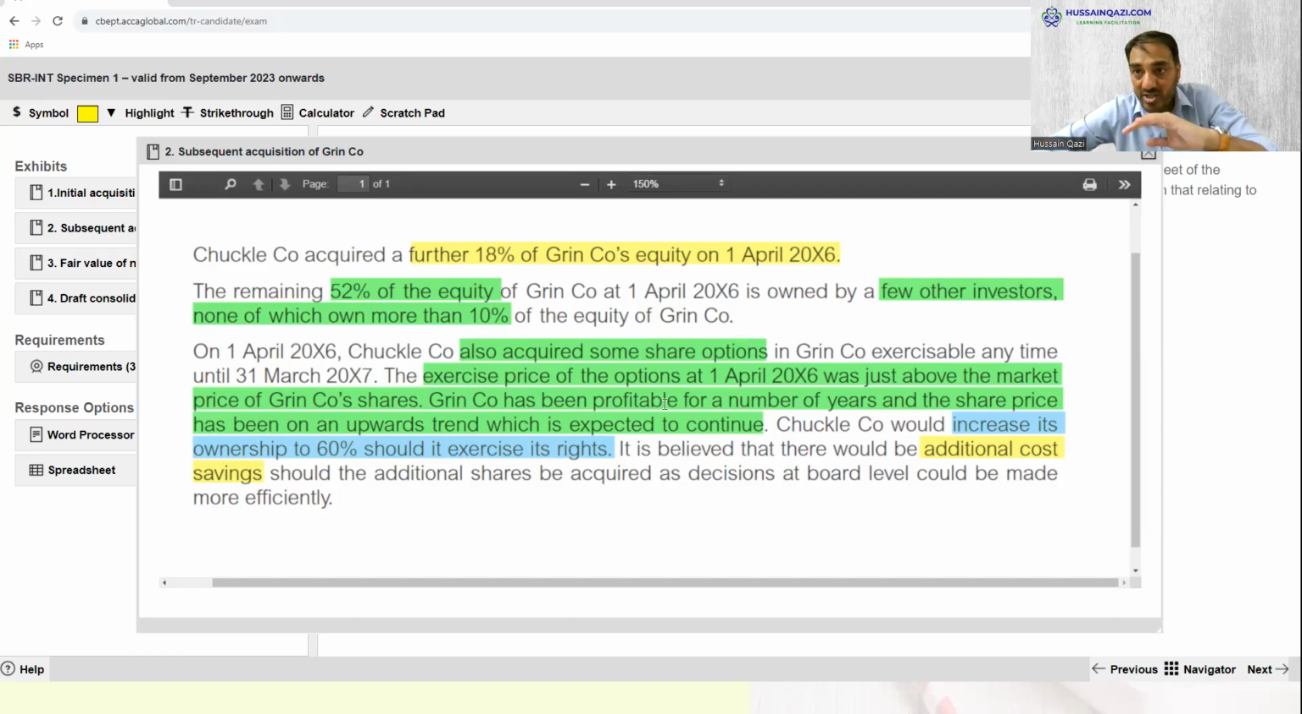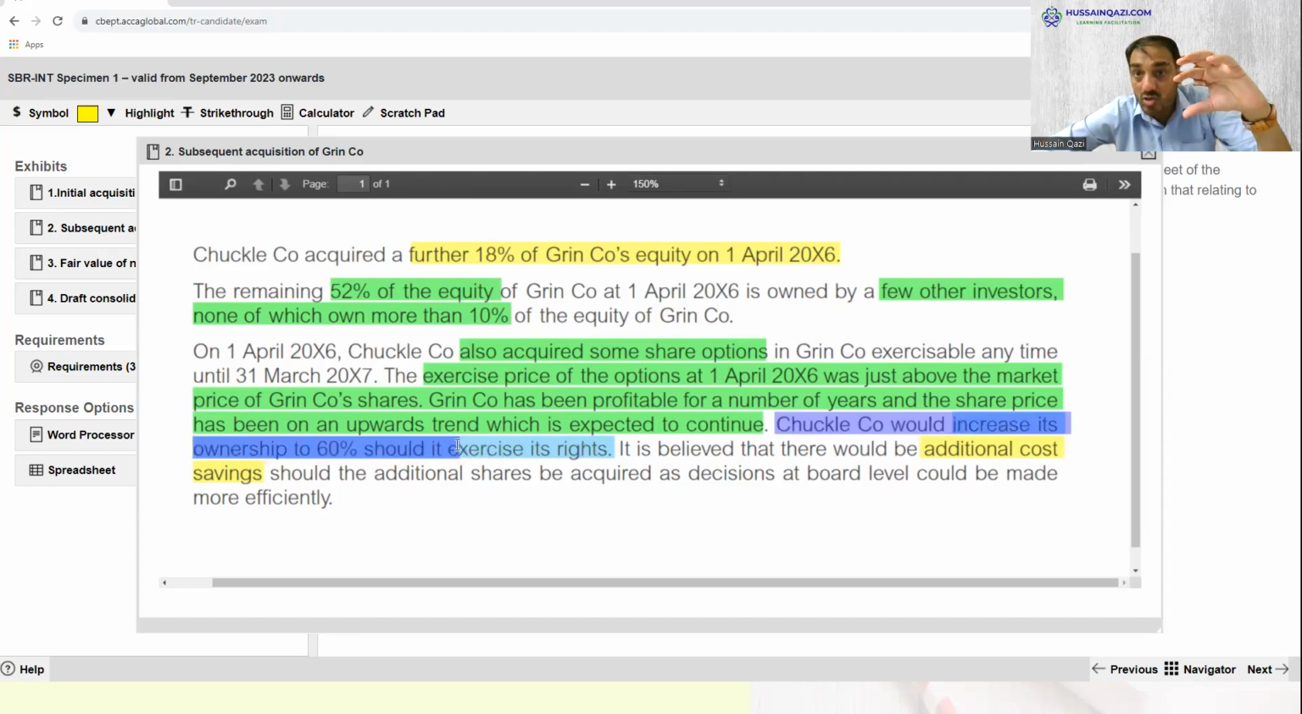IFRS 10 says that if the option is not valuable right now, we also need to consider: is there any chance that during the life of the option it becomes valuable, or in the money? Valuable and in the money are interchangeable words. So the next line: Grin company has been profitable for a number of years and the share price has been on an upward trend, which is expected to continue. With this point, we can say that this option right now is not valuable, but in future there is a chance Chuckle will exercise the share options. Furthermore, IFRS 10 also provides guidance: what will be the position if the investor becomes able to exercise the option?